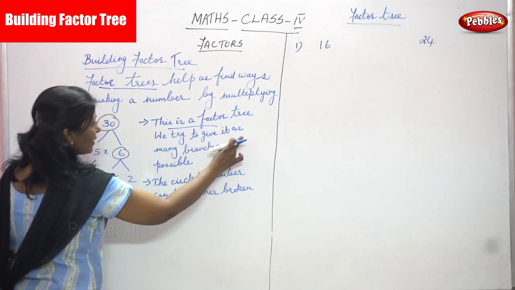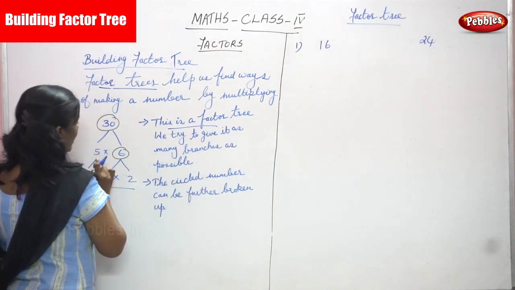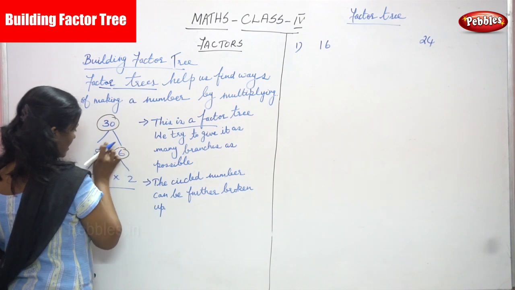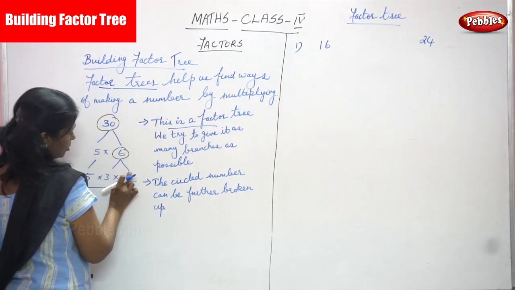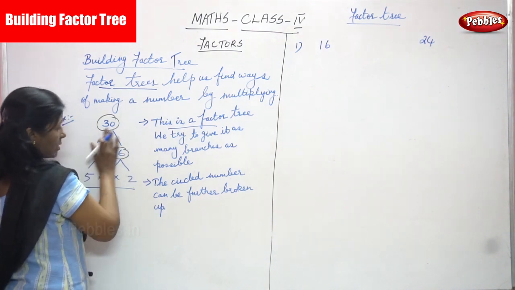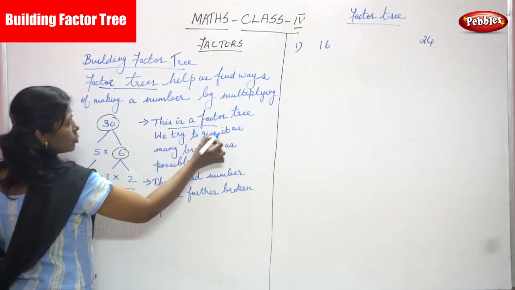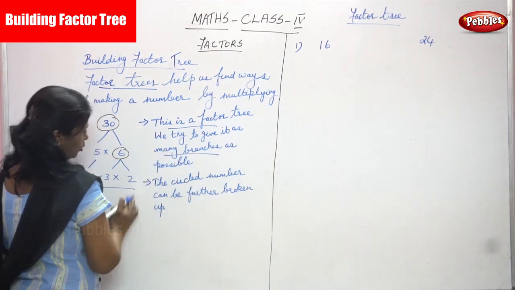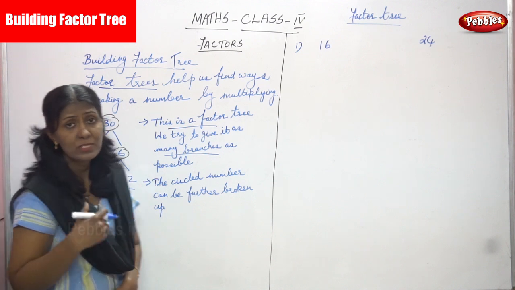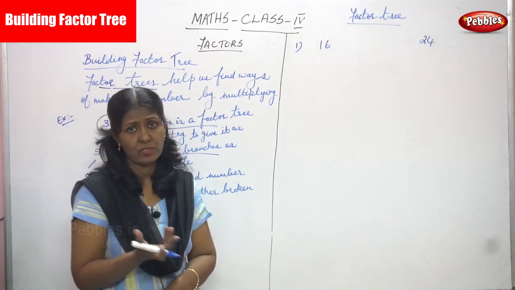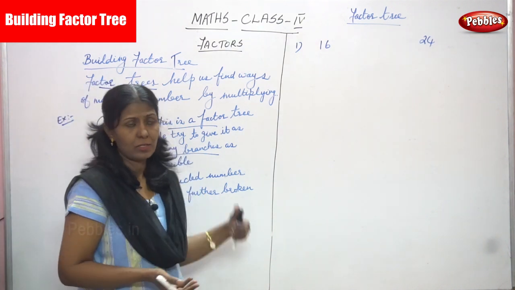We try to give it as many branches as possible. This one is a branch, this is another branch, this also is a branch. That is what we try to do: give as many branches as possible. You have to give a lot of factors.